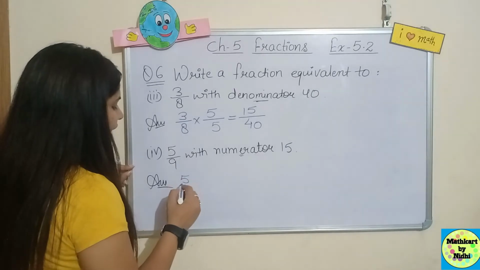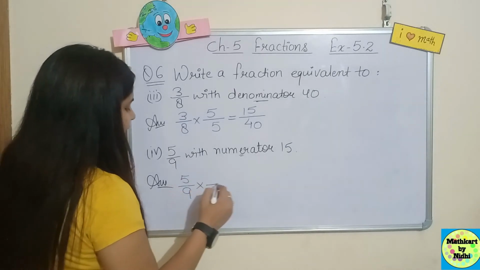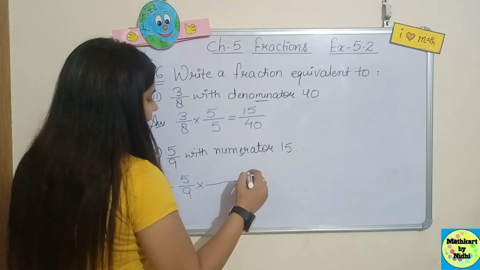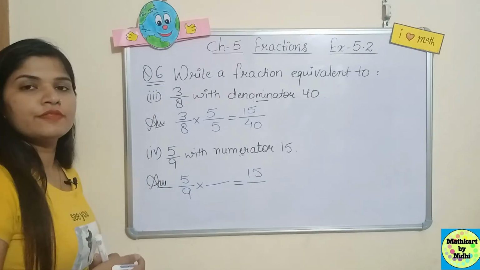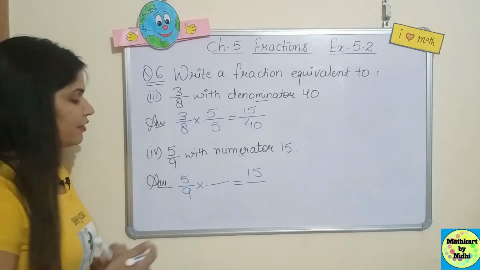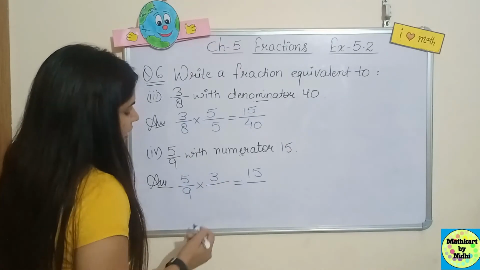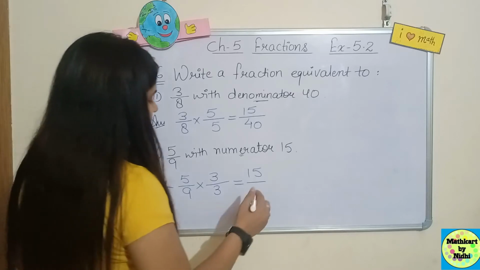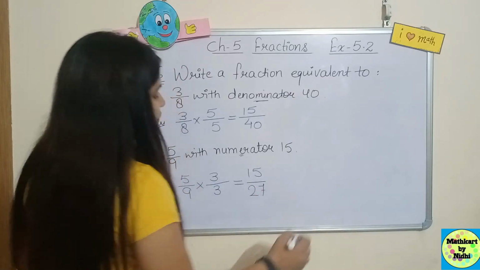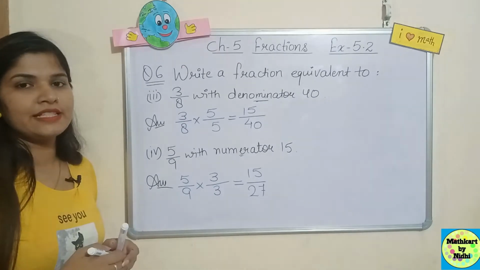Let's see the fourth part, 5 upon 9 multiplied by something, and we need to make the numerator 15. So we are going to read the table of 5 till 15. 5 1s are 5, 5 2s are 10, 5 3s are 15. So 3 is also to be multiplied by the denominator. 9 3s are 27. So the required answer is 15 by 27.